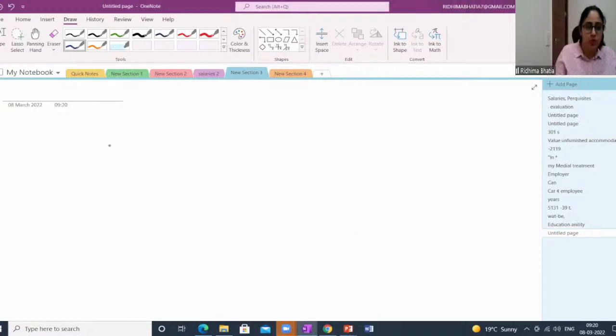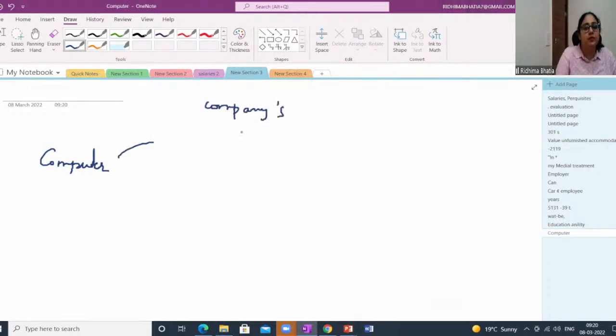So, ma'am, what do you mean by that? First, computer, let's take an example. There are 3 types of asset categories. Let's start with the computer, meaning computer or laptop. The computer was in the company's name. Till the time it is being used, whether for official purpose or personal, is there any perquisite? No. At the time of usage there is no perquisite.